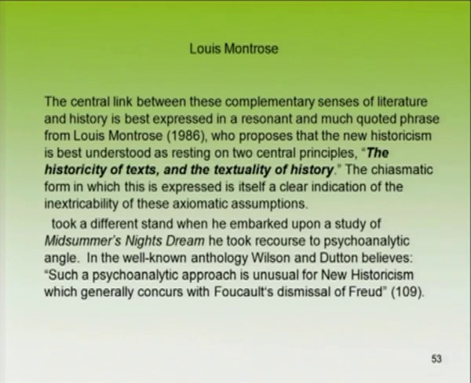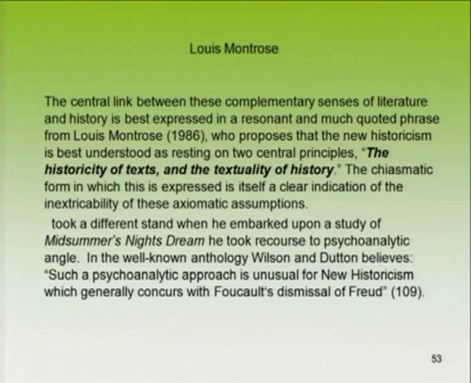Well, coming to another key figure of new historicism, Louis Montrose, who had talked about the historicity of text and the textuality of history. The central link between these complementary senses of literature and history is best expressed in a resonant and much quoted phrase from Louis Montrose. The chiasmatic form in which this is expressed is itself a clear indication of the inextricability of these axiomatic assumptions, where the historicity of text and the textuality of history becomes a sort of chiasmus.